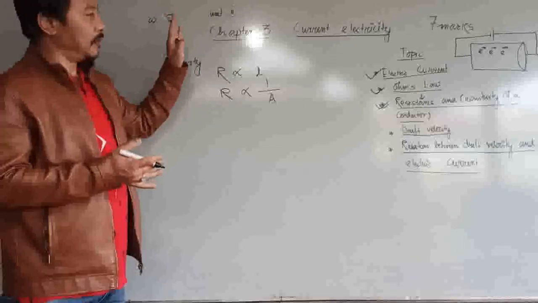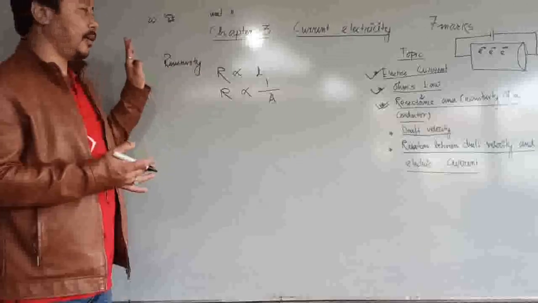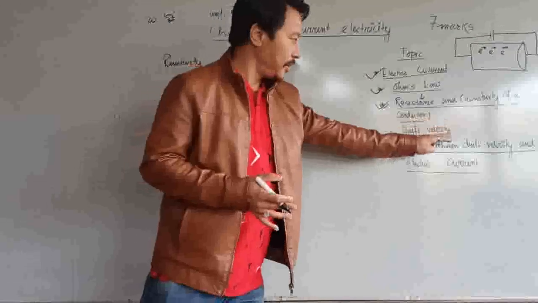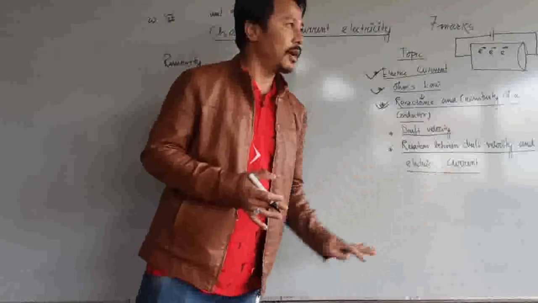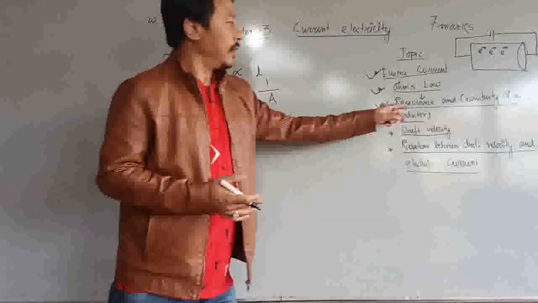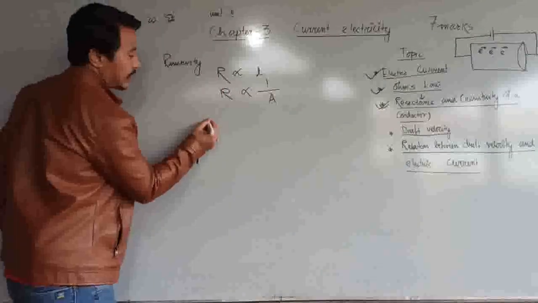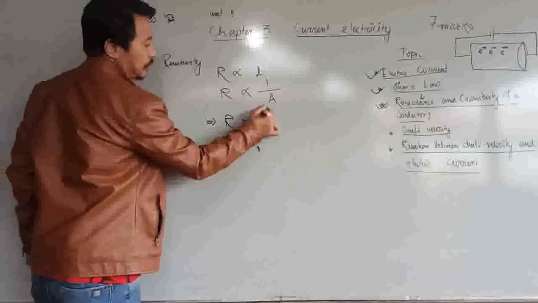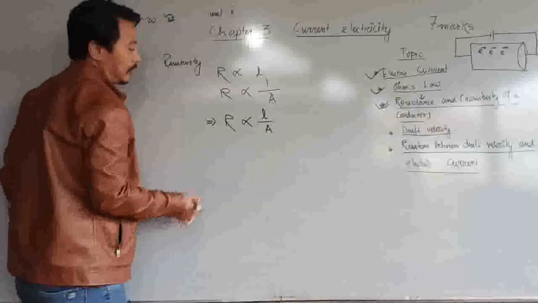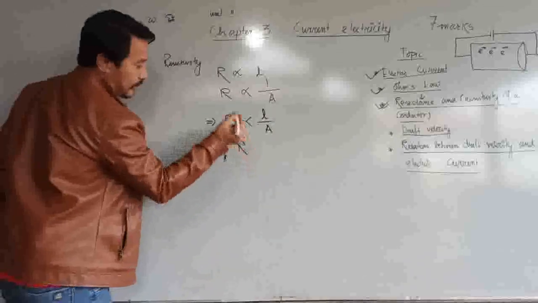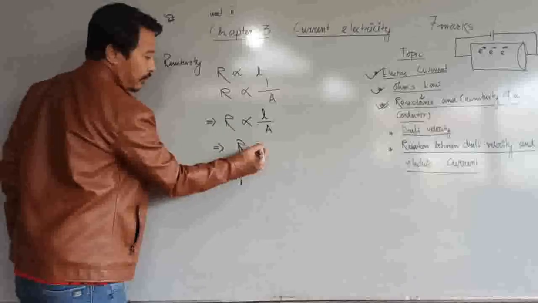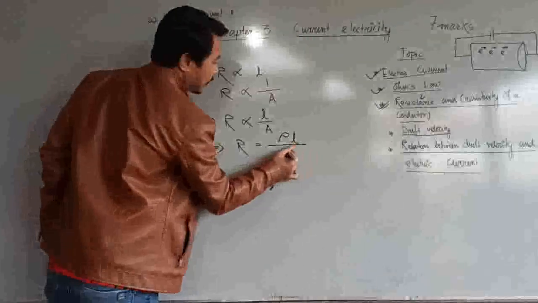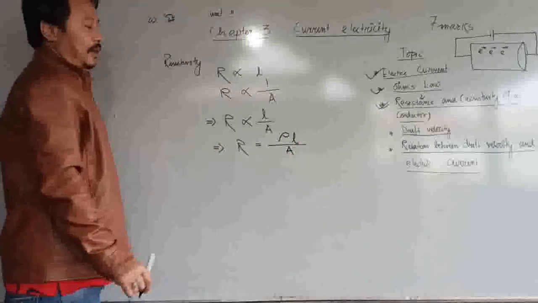You have studied this in class 10. Now the resistivity equation: R is proportional to L by A, and we introduce a proportionality constant, which we write as rho.